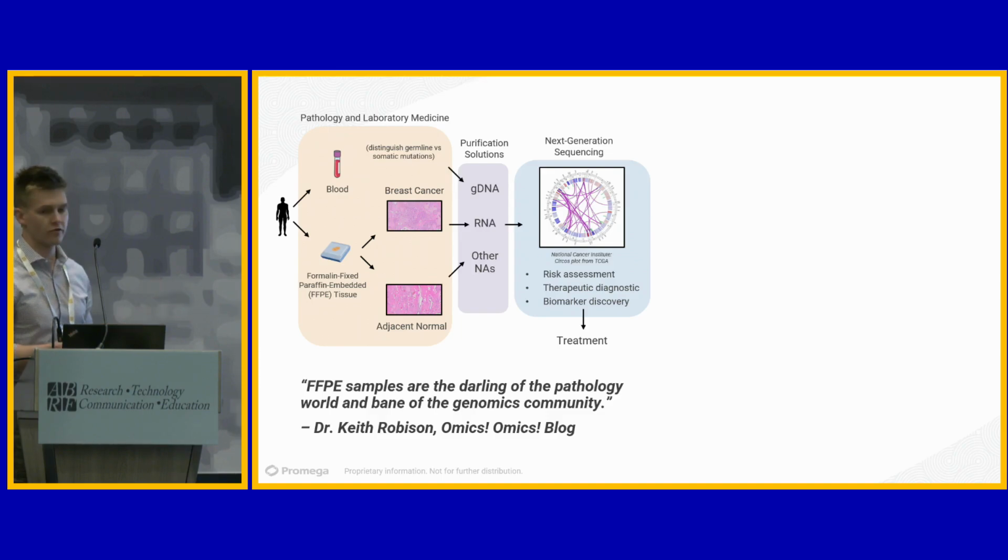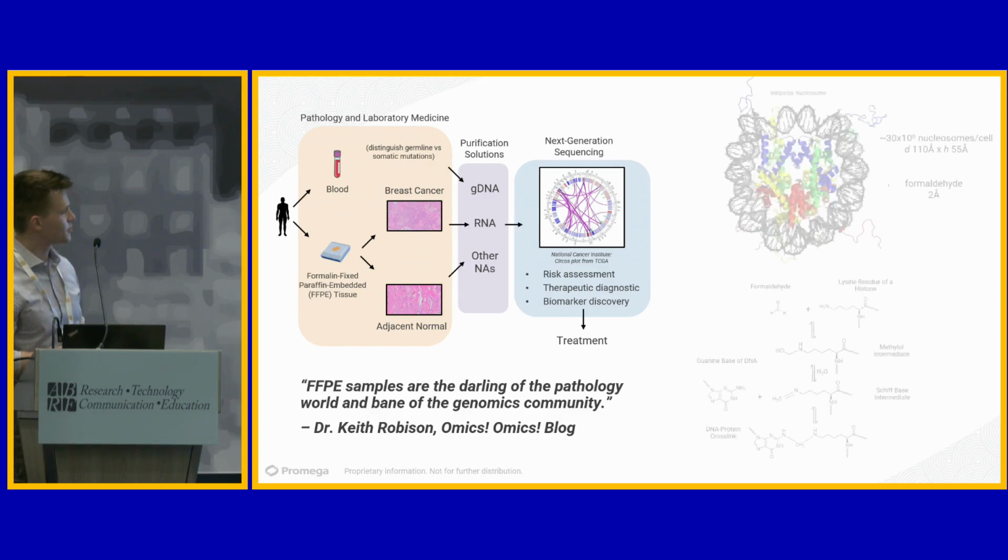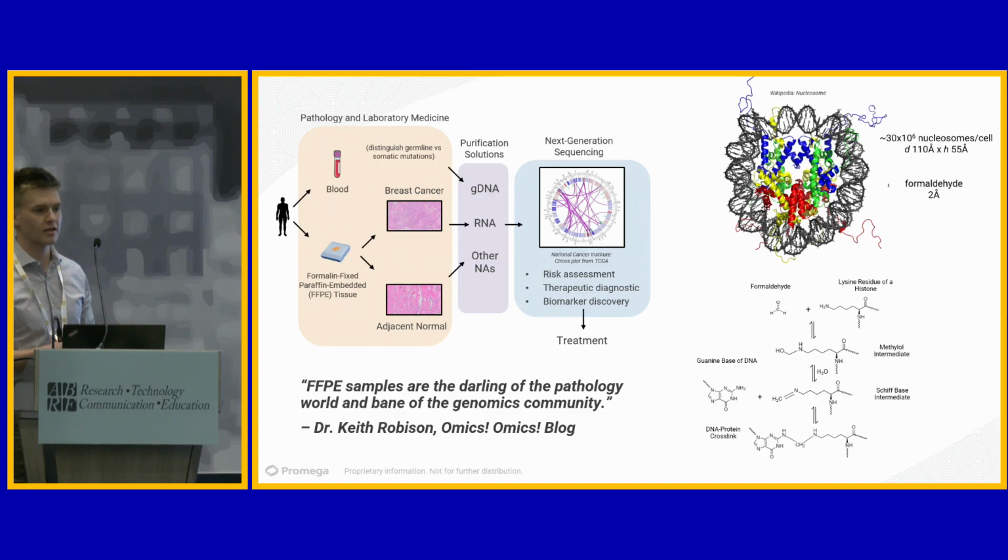And I like this quote from Keith at his Omics blog. FFPE samples are the darling of the pathology world and the bane of the genomics community. And this is really because formaldehyde is extremely reactive to biological amines in the cell and creates extensive crosslinks. So before nucleic acids can really be used in downstream techniques, the crosslinks need to be reversed. And the industry standard for this in a purification workflow is a long heat incubation. So today I'm going to share work we've done at Promega R&D to employ chemical strategies to selectively quicken this process.